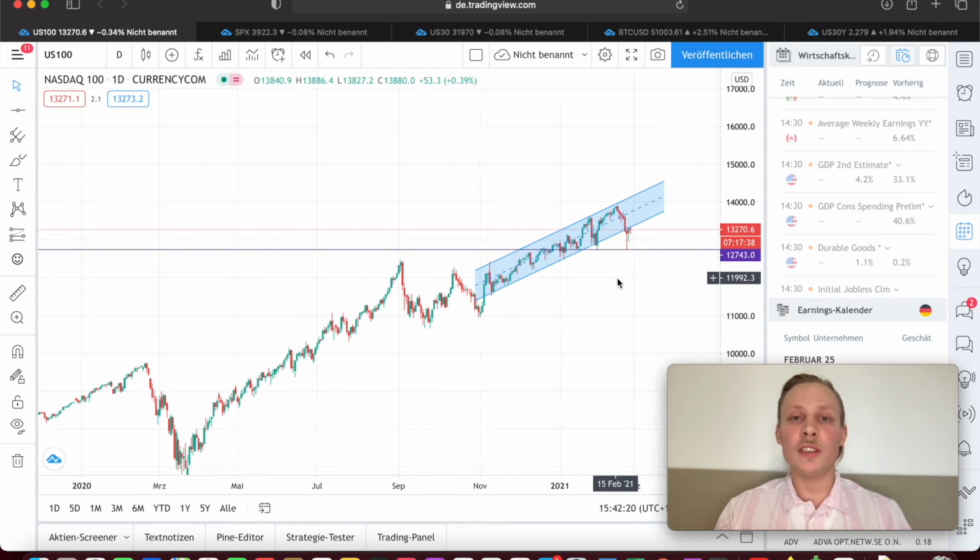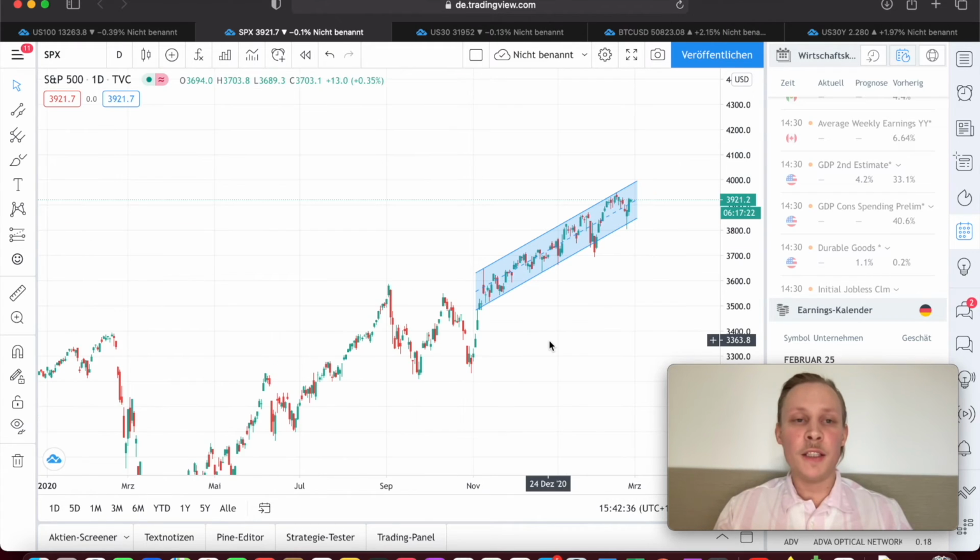This also shows the sector rotation, that people want to get out of growth, tech, and instead buy value like financials and energies. Next on, we have the S&P 500.